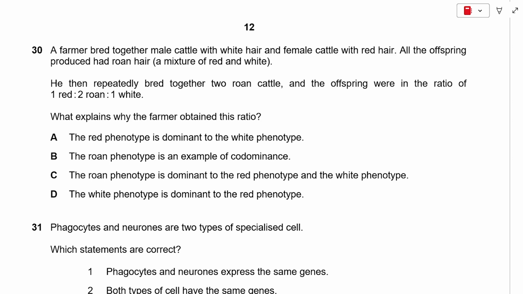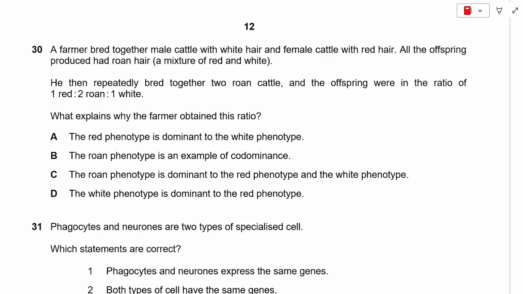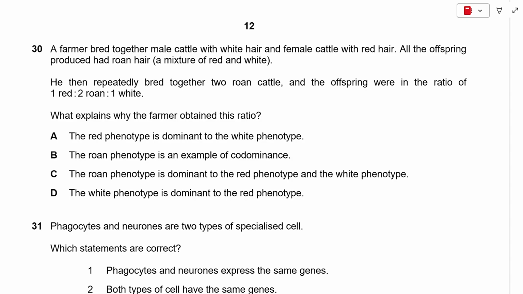All offspring produced had roan hair, a mixture of red and white. He then repeated the breeding. He bred together 2 roan cattle, and the offspring were in a ratio of 1 red, 2 roan, 1 white. What explains why the farmer obtained this ratio?